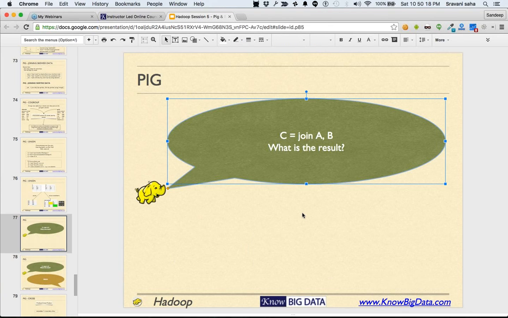So, what will be the result of saying C equals join A comma B? Anybody, quickly?